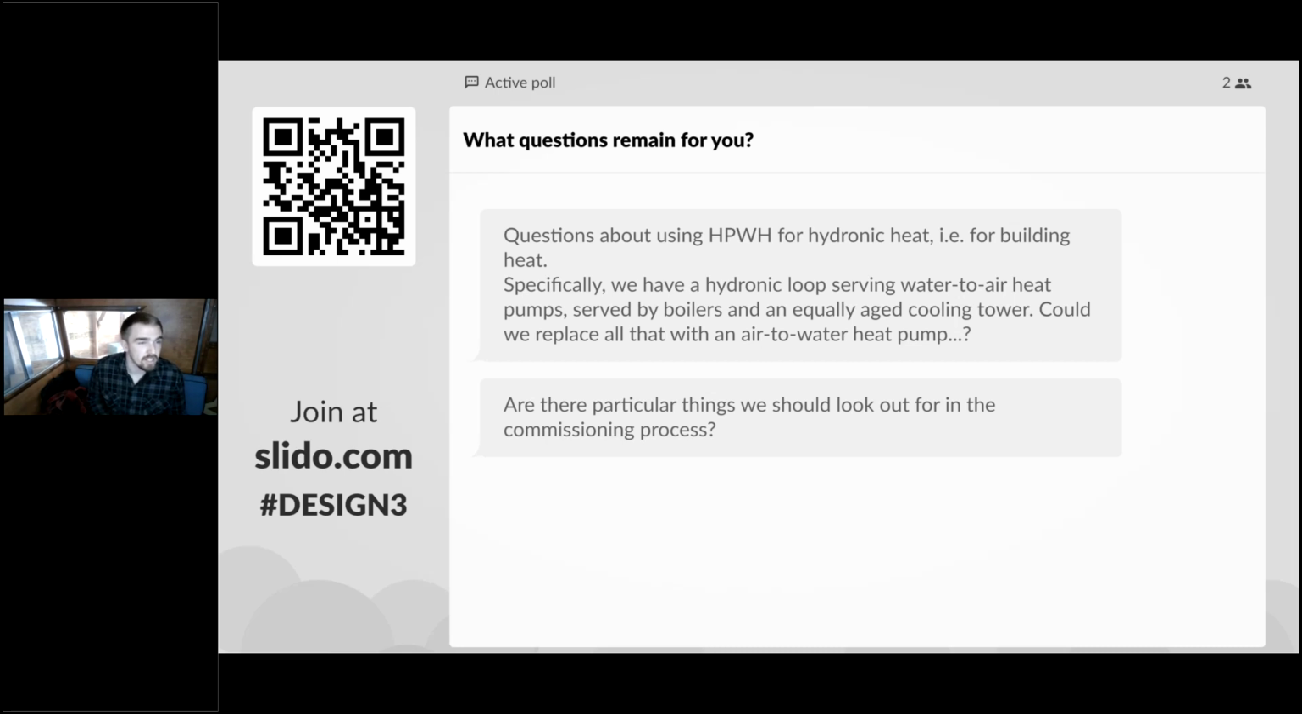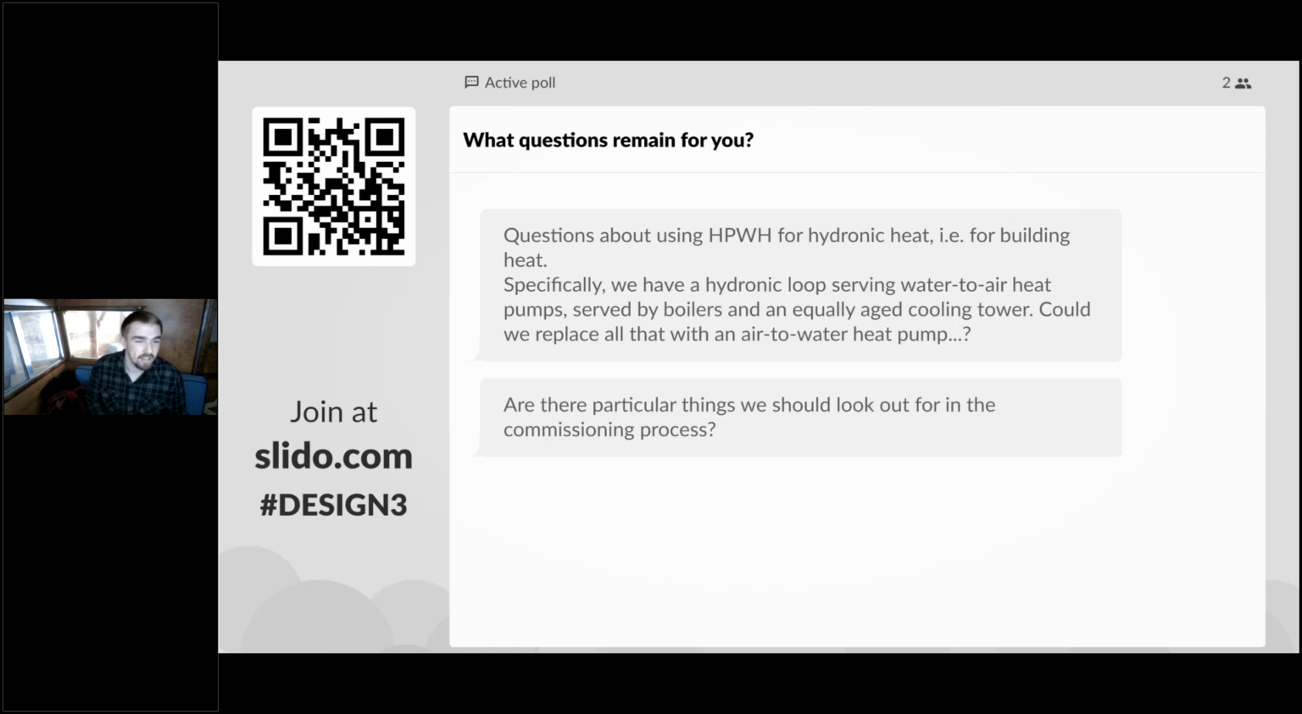So the specific question here is, we have a hydronic loop serving water to air heat pumps served by boilers and an equally aged cooling tower. Could we replace all that with an air to water heat pump? Yeah, and so hydronic loops are usually designed for, say, 160 to 180 degree water. So it's tricky to have a heat pump work directly for that. But with some upgrades to the heat exchangers and the heating and cooling, it's possible. So I'll probably leave it there, because I could talk a long time about heat pump space heating, but I don't think we have time here for it.